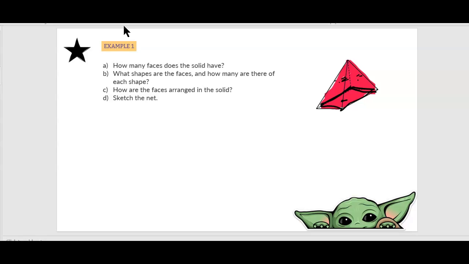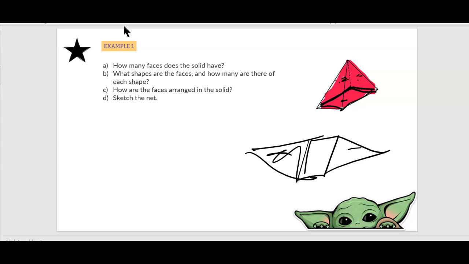It's hard to say. What shapes are the faces? Well, I know one of the shapes is a rectangle, and if you were to roll it out, there'd be some triangles in there. Maybe four? I'm just guessing. All right, let's see. How are the faces arranged?